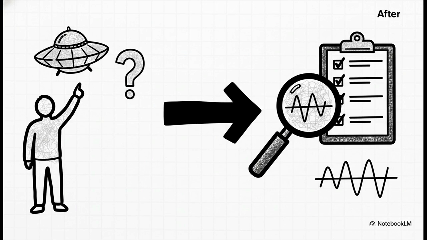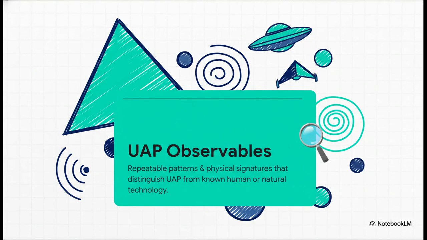We've moved away from just random, anecdotal stories of flying saucers and toward a structured scientific discipline. Now, these phenomena are being defined by repeatable, consistent patterns, physical signatures that we can actually observe and measure. In other words, they're defined by what they are. And that brings us to the most important term for this entire explainer: UAP Observables.